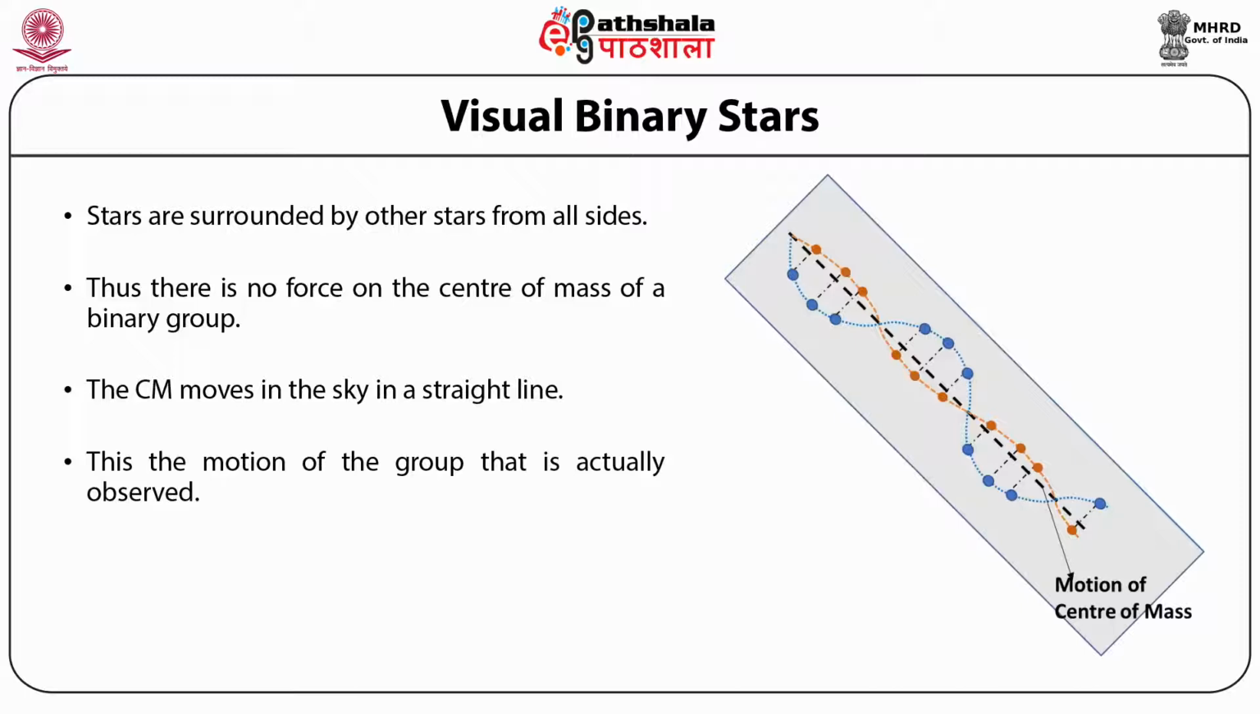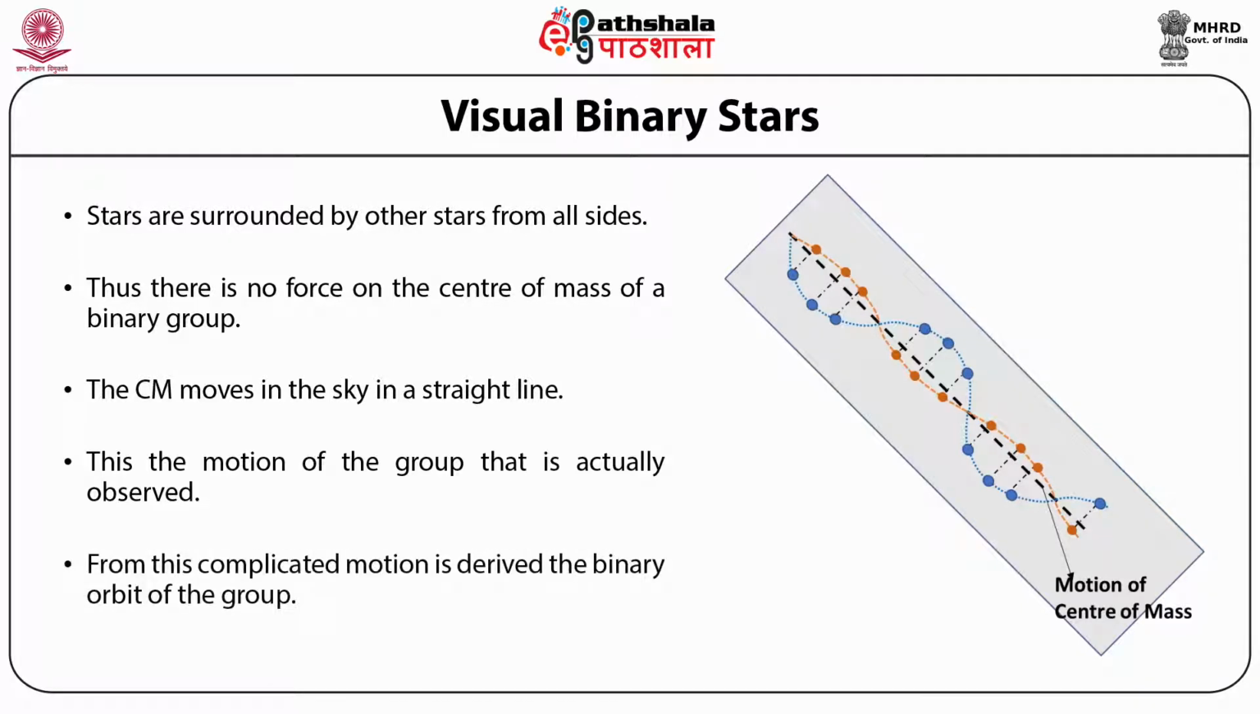So this figure shows that the center of mass of a binary system, also called the barycenter, is in motion along a straight line because there is no net force acting on the system. And here the two stars oscillate about this center of mass. So this is the motion of the group that is actually observed, and from this complicated motion is derived the binary orbit of the group.